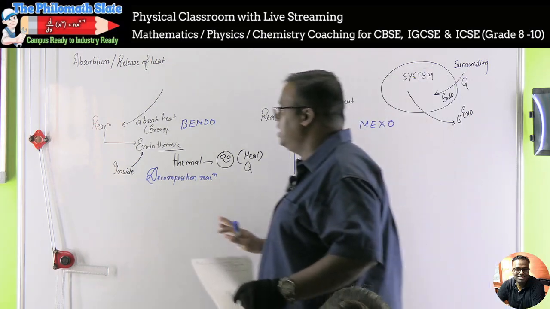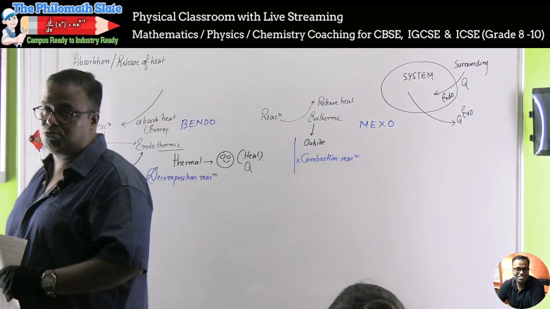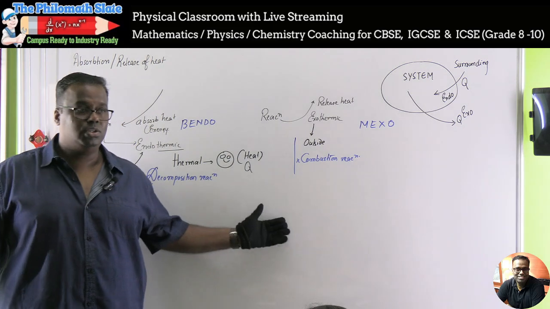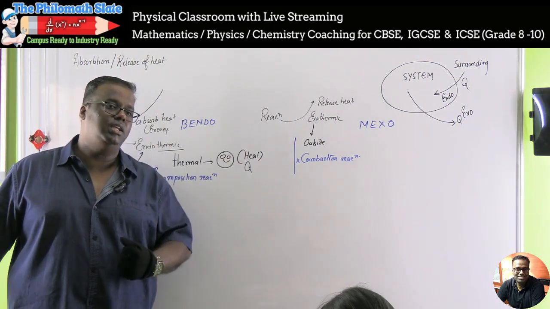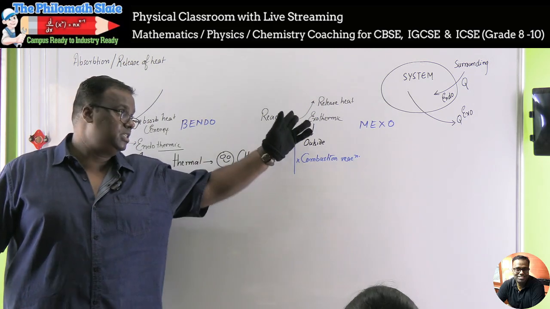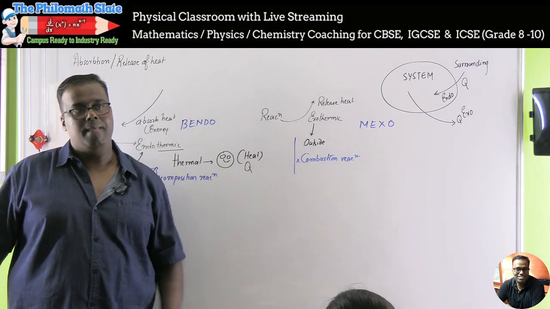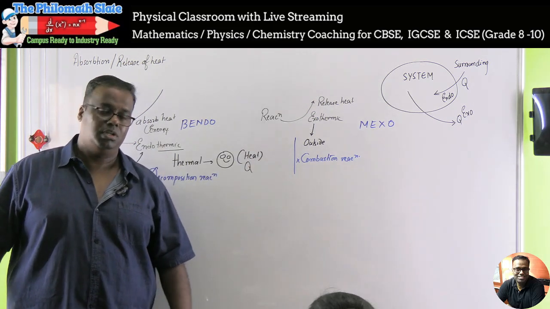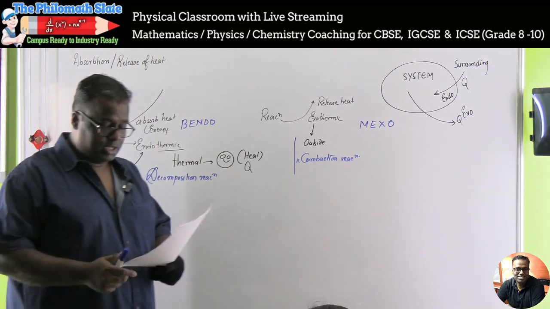Is there anything that somebody has not understood? This you need to be fundamentally very clear. Endothermic means system has taken in heat. Rather not heat, you should use the word energy. And system has given out energy. Exo, endo. Clear? Let's write some examples on this.